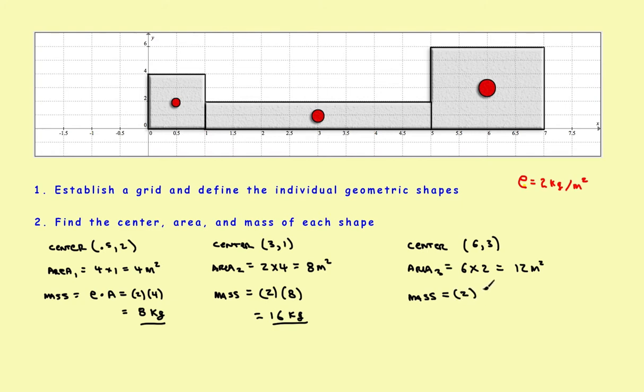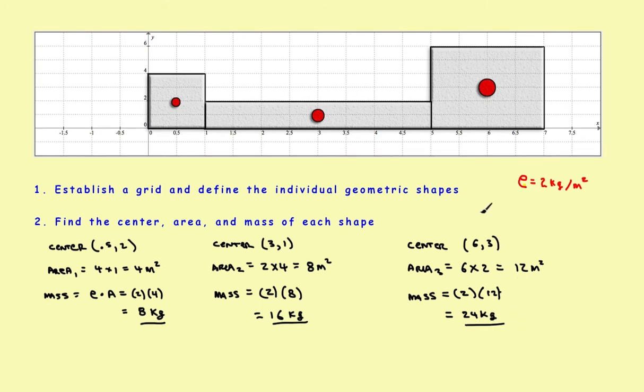It's uniform density through the whole thing. This time you've got 12 square meters. And if you multiply that, you'd come up with 24 kilograms. Okay, now let's go ahead and write those on our figure here.